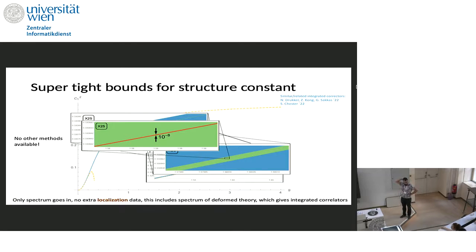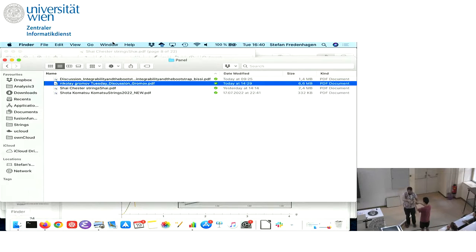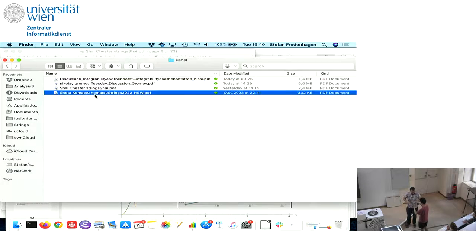Okay, so maybe we should go to the last presentations. So then let's thank Kolya again. So the last one is by Shota Komatsu.